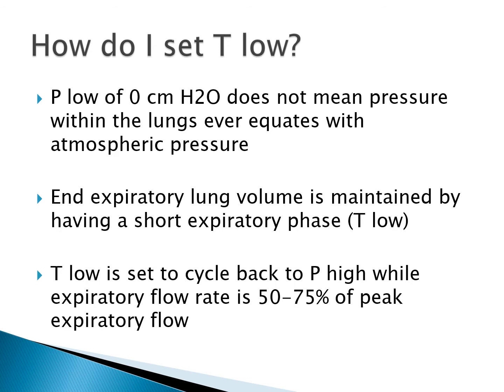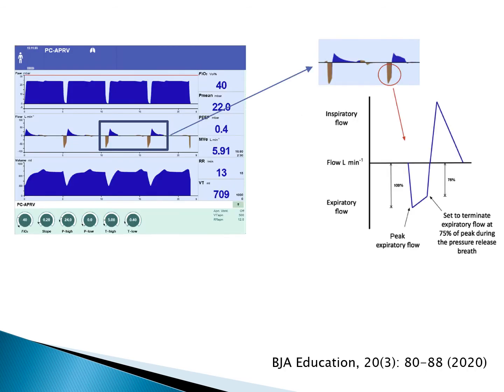So what does that actually mean? Well, this is why you need an inspiratory and expiratory flow versus time graph on your screen. Have a look at the expiratory phase here in brown. We've set T low on this ventilator to 0.4 seconds. And that is approximately the point at which expiratory flow is 75% of its peak. That's the point we're cycling back to high pressure. That's what's preventing atelectasis.